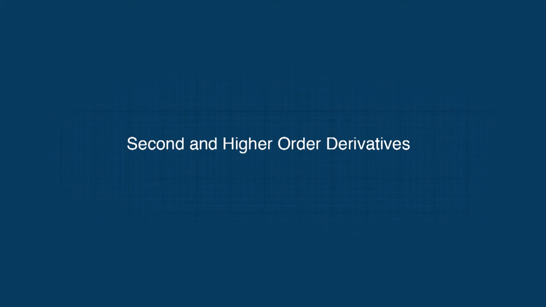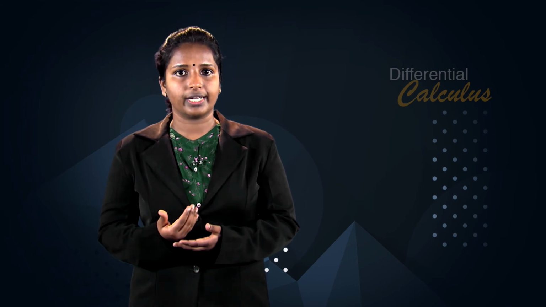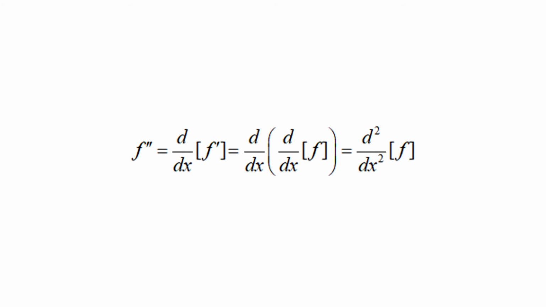Second and higher order derivatives. The derivative f' = d/dx of f is the first order derivative of f with respect to x. This derivative may itself be a differentiable function of x. If so, its derivative, f'' = d/dx of f', which is equal to d²/dx² of f, is called the second derivative or second order derivative of f with respect to x.